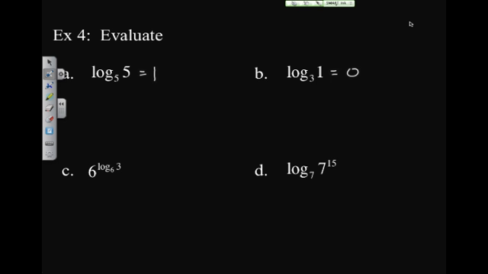For part C, this was the last property that we looked at, and we can see the base is 6 for the exponent, the base is 6 for the logarithm. That answer is just going to be 3. And then for D, log base 7 of 7 to the 15th power, those bases again are both 7, so our answer is that that's going to be 15.